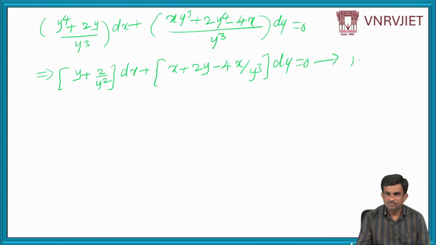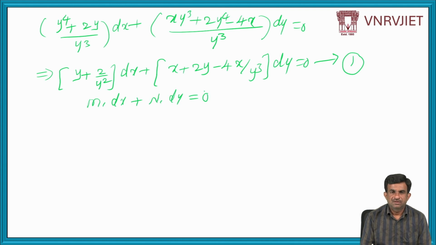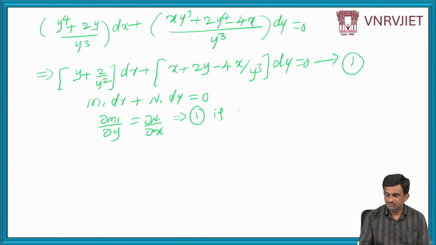So take this as equation 1. This is in the form M₁ dx + N₁ dy = 0. So definitely we'll get ∂M₁/∂y is the same as ∂N₁/∂x. So this is an exact differential equation. One is exact now, one is an exact differential equation here.